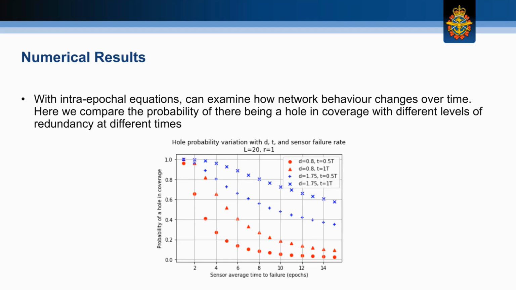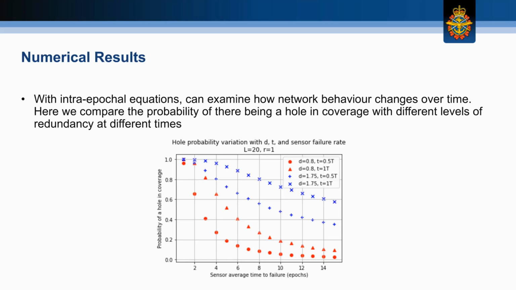And that's reflected in the probability of there being a hole in coverage, which for even high quality sensors, ones that fail only on average once every 10 epochs or so, you still have a probability close to half of there being a hole halfway through the epoch. Certainly by the end of the epoch, there's a very high probability of there being a hole.